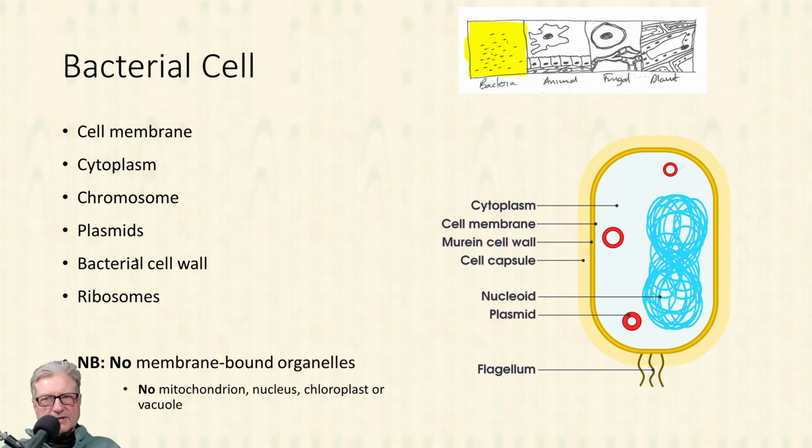Bacterial cells are also characterized by the things they don't have. They do not have membrane-bound organelles. They have no mitochondria, they have no nucleus, they have no chloroplast, and they have no vacuole. So you need to remember to spot a bacterial cell, it's going to have plasmids, and it's going to have no mitochondria, no nucleus, no chloroplast, and no vacuole.